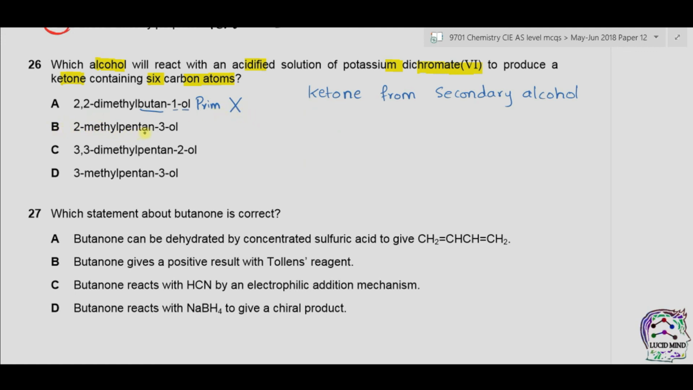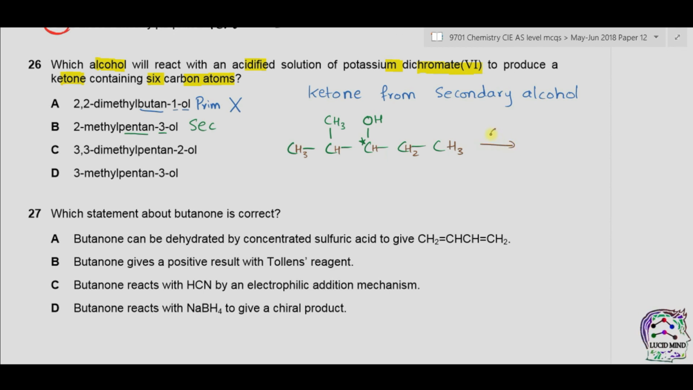Part B, we have 2-methyl pentane 3-ol. In pentane we have 5 carbon atoms. Alcohol is attached on third carbon. On second carbon we have methyl group attached. Now as we can see that the carbon attached with OH is directly attached to 2 carbon atoms, so therefore this is secondary alcohol. Rest are the number of hydrogen atoms. We have 3, 1, 1, 2 and 3 hydrogens.